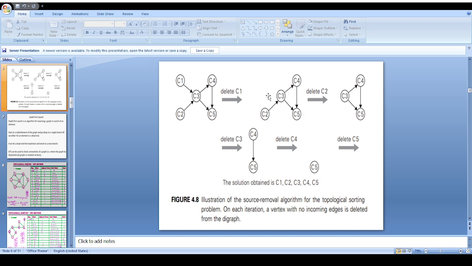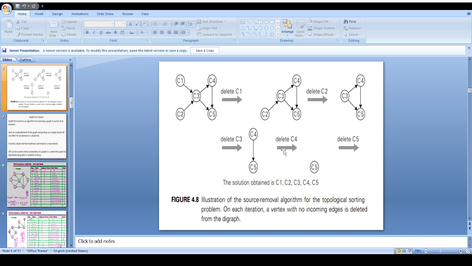From that, again we have to mark the in-degree. After marking the in-degree, we have to find which is the very least in-degree. Then we find C2 is the very least, so we delete C2. After deleting C2, we get this kind of structure. From there again you have to note the in-degree: for C3 it is 0, for C4 it is 1, and for C5 it is 2. The least is C3, so we delete C3.